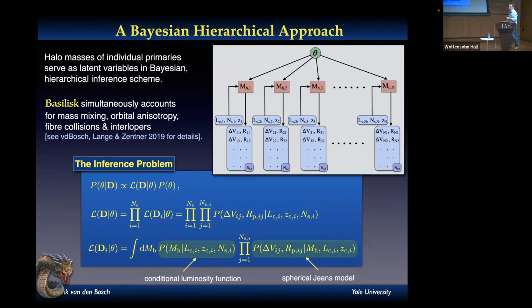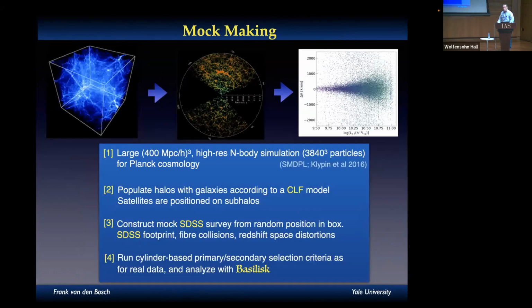So the halo masses now become the latent variables in this hierarchical approach. And you just grind this through the data. Now, as I said earlier, we're using a spherical Jeans model, although we allow for anisotropy in the Jeans model. But do satellite galaxies really obey the Jeans criterion? We don't know, so we have to test this. And we test this using a mock data set.